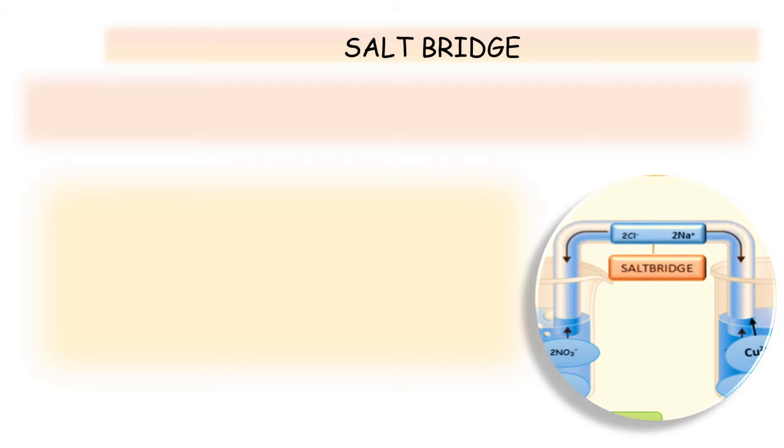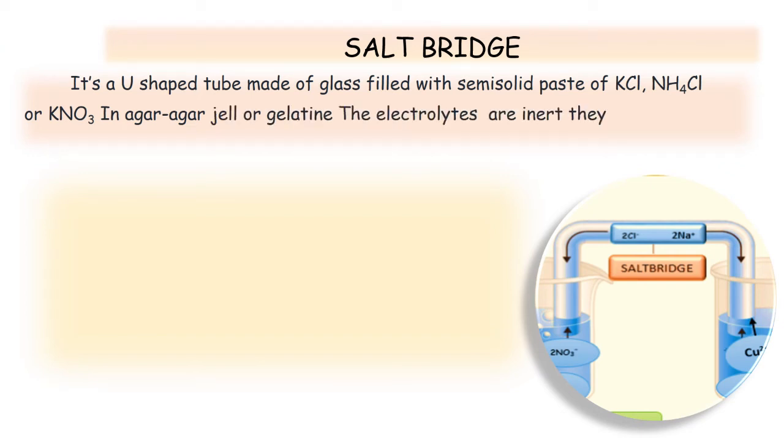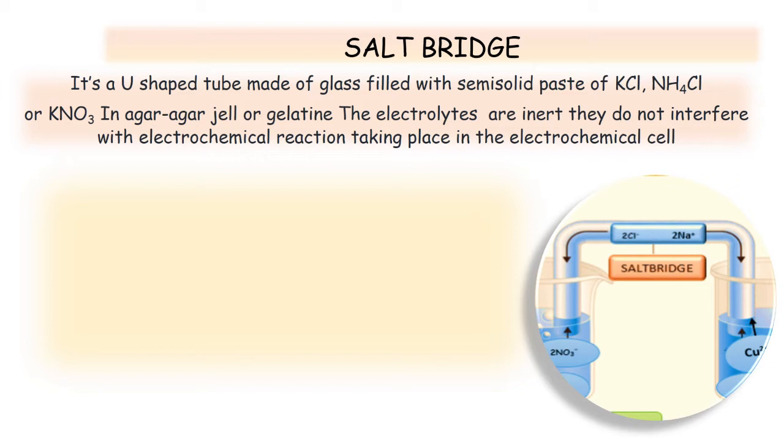You can see that the two solutions are connected by a salt bridge. So it is one of the most important parts of the electrochemical cell. A salt bridge is a U-shaped glass tube filled with a semi-solid paste of potassium chloride, ammonium chloride, potassium nitrate, or sodium chloride in agar-agar gel or gelatin, so that it forms a semi-solid paste. The electrolytes used in this are inert, meaning they do not interfere with the electrochemical reactions taking place in the cell.